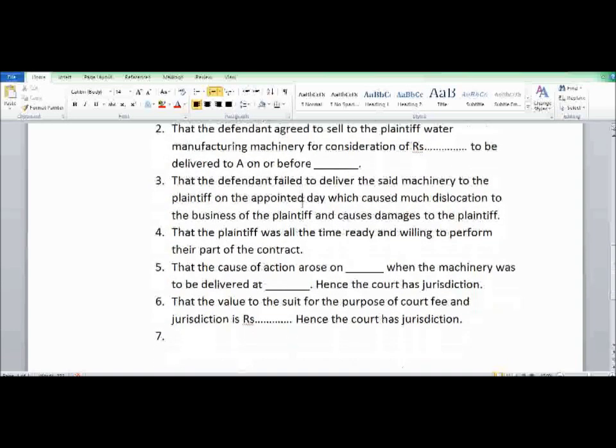In the first 2 points we have just given an introduction to the parties. In the third point we have said that the defendant has failed to deliver the machinery. In the fourth we have said that the plaintiff was always agreed and ready to fulfill his part of the contract, and then 2 legal points have come stating that the cause of action and the value of the suit are under the court's authority and within its limits, so the court has jurisdiction. What we will do is write a prayer. The prayer basically deals with the relief of the party, that is, what relief a party wants.